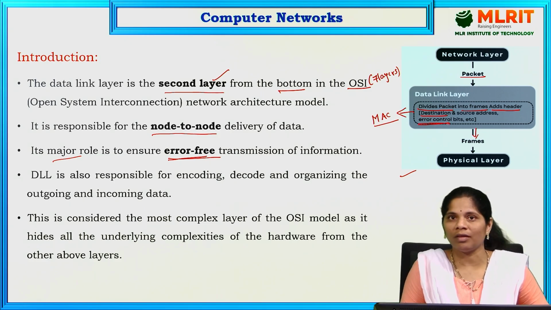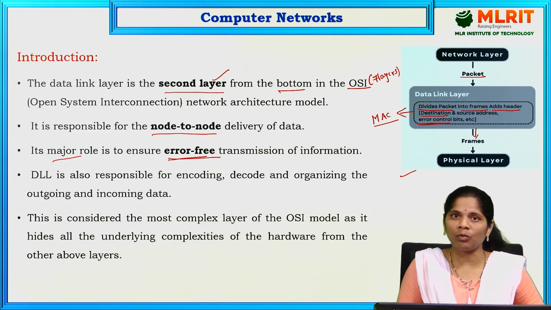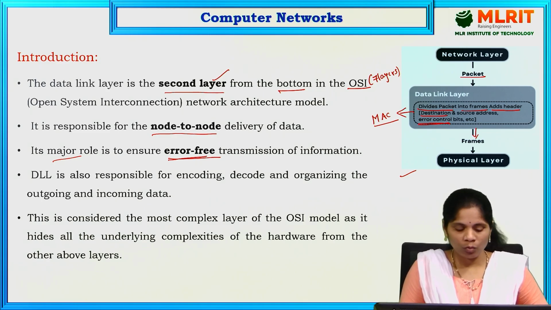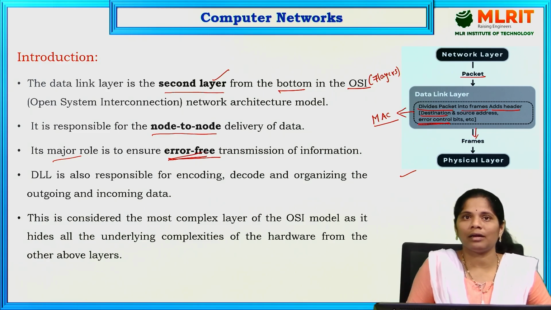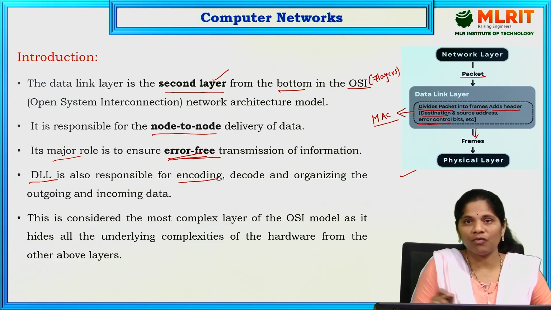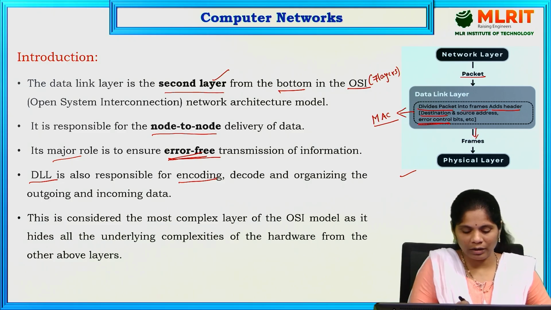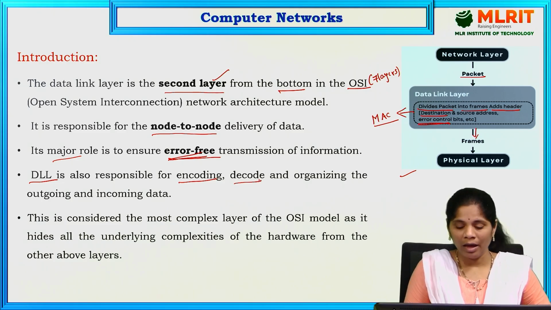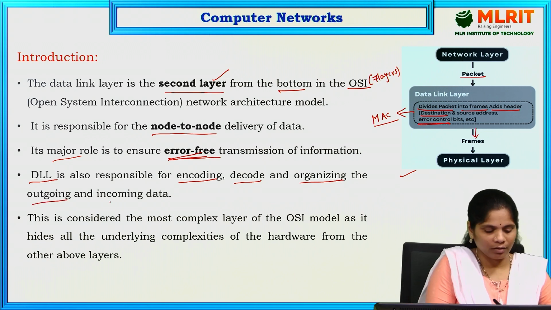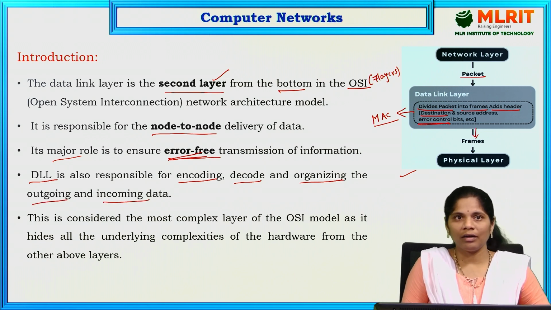Error control means whenever the data is transmitting from layer to layer, errors can come, right? Those can be overcome using the data link layer. That is the error-free transmission. The data link layer is also responsible for encoding. If you want to encode the data, we can encode, and decoding also comes under the data link layer. And it also organizes the outgoing and incoming data. That is also a responsibility of the data link layer.